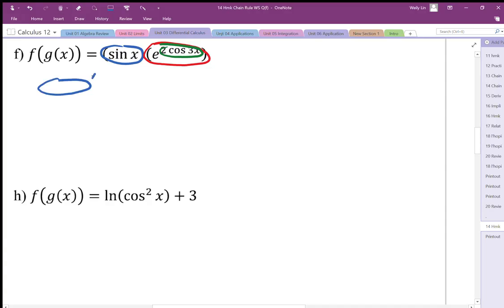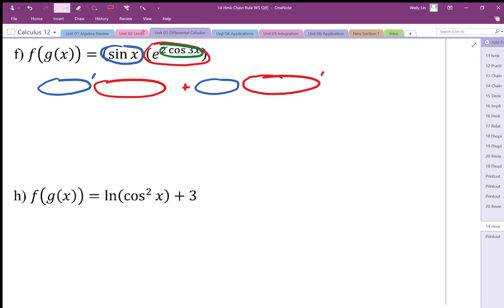I have the derivative of the first times the second, plus the first times the derivative of the second. But when I differentiate the second term, I have to make sure I apply chain rule. So I'm going to have that prime. Okay, and I'm just going to put this in brackets here, and this represents the derivative of that second term.